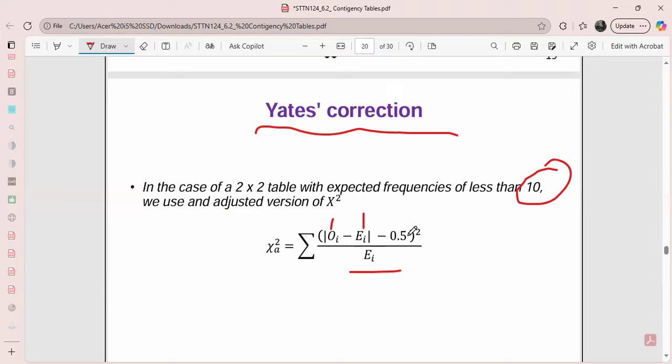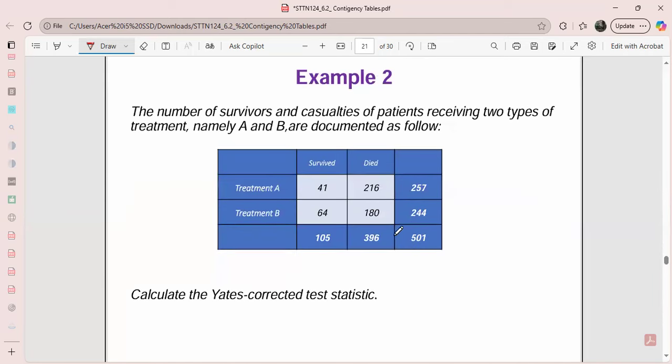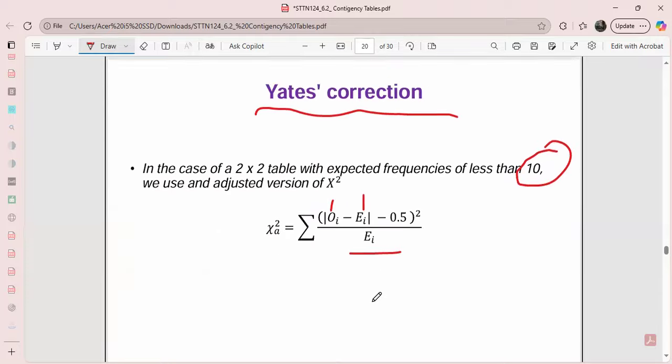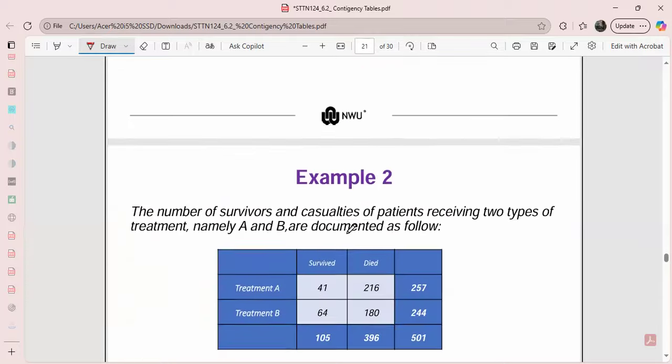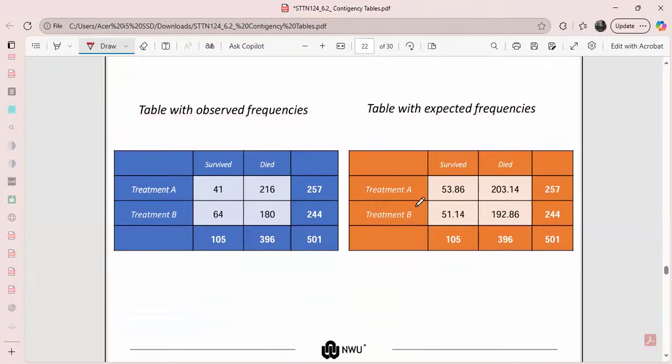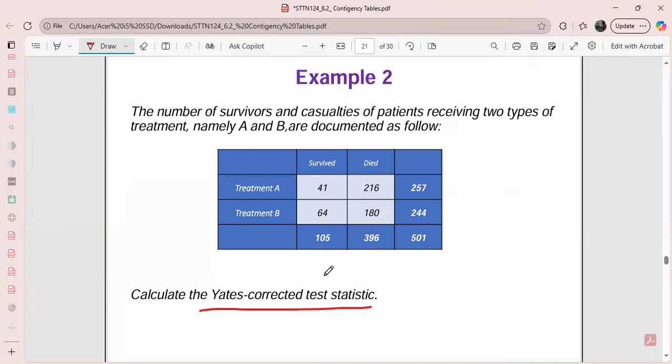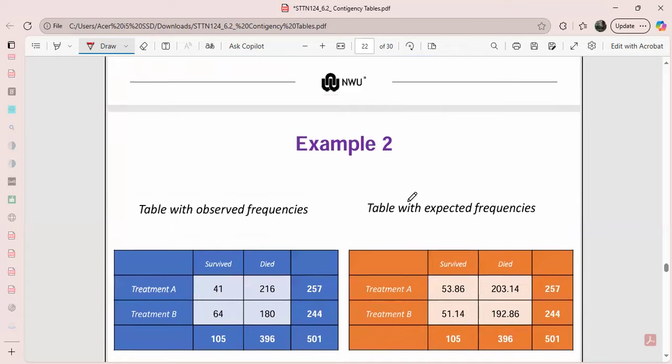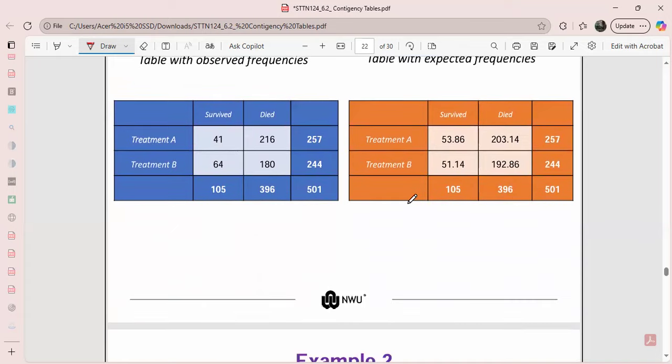You ask yourself, with this one, how do you see that we're going to use the Yates correction? They will tell you. Because now look at this. Calculate the Yates correction test statistic. Remember they said 2 multiplied by 2 table, 2x2 table. So with this one, let's look at this example. Ne? You see with this one, to calculate the expected frequencies, let's use the method we used there. But obviously to get the test statistic, you will have to do what?